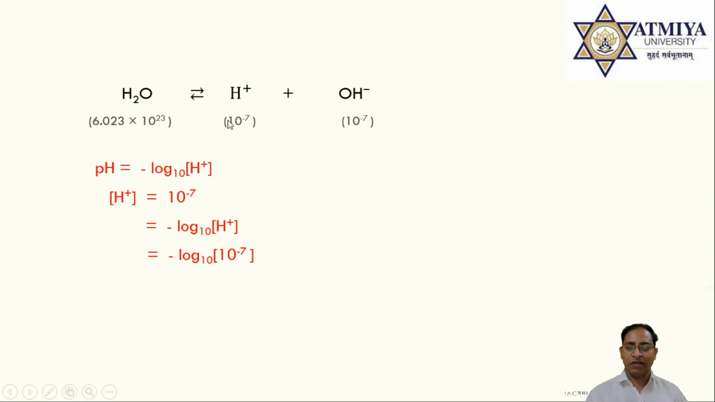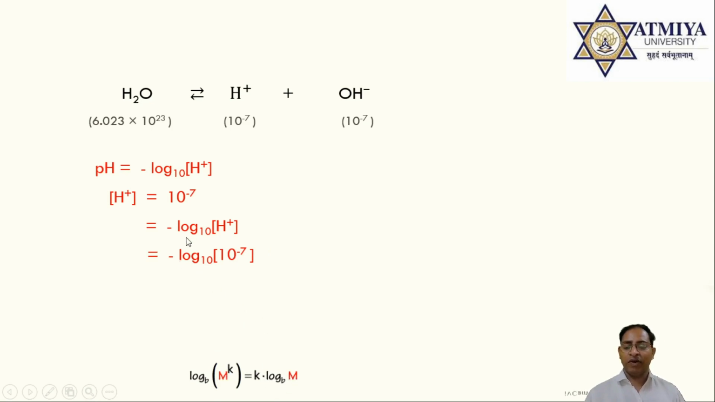As you can see, the hydrogen ion concentration is only 10 to the power minus 7, so I can put this value here. Now the value is minus log to the base 10 of 10 to the power minus 7. As for the log formula, log to the base b of m to the power k is k multiplied by log to the base b of m.